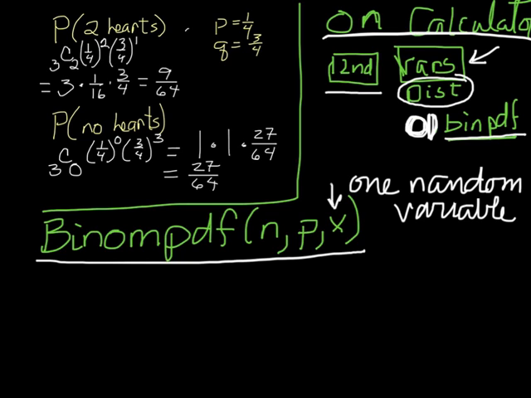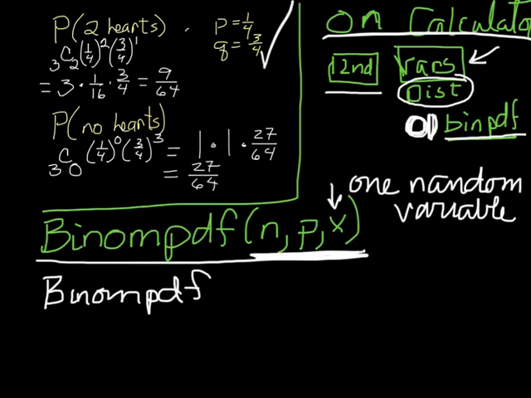So how does this formula work? Well, because it has the syntax, the format of n, p, x, which is number of trials, probability of success, and the exact random variable you want, then for our first problem up here, the probability of 2 hearts, I would enter binom PDF, and that's what will show up on my calculator like that. Then I would enter n, which is 3.